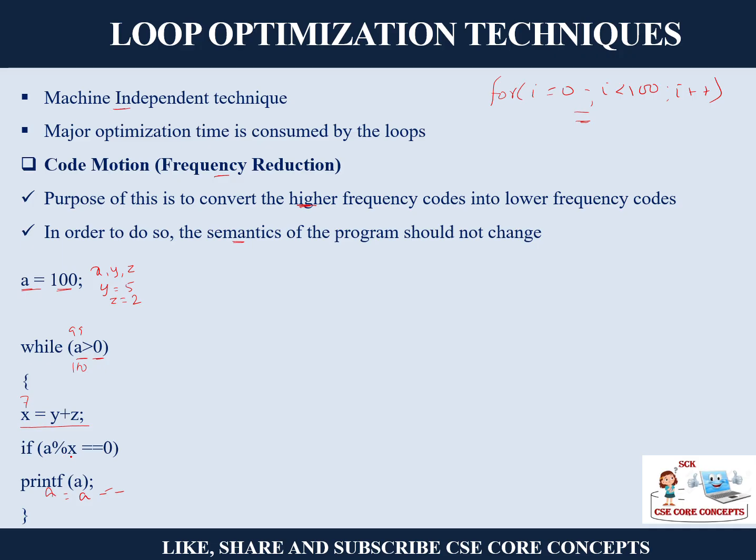So 99 modulo 7 is 0? No, I will not print a. Then again I will decrement the value of a. I hope you understood what I am doing.